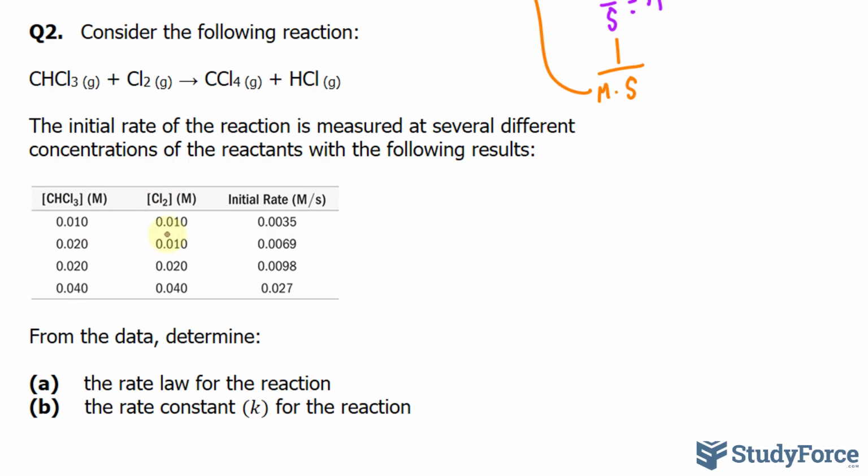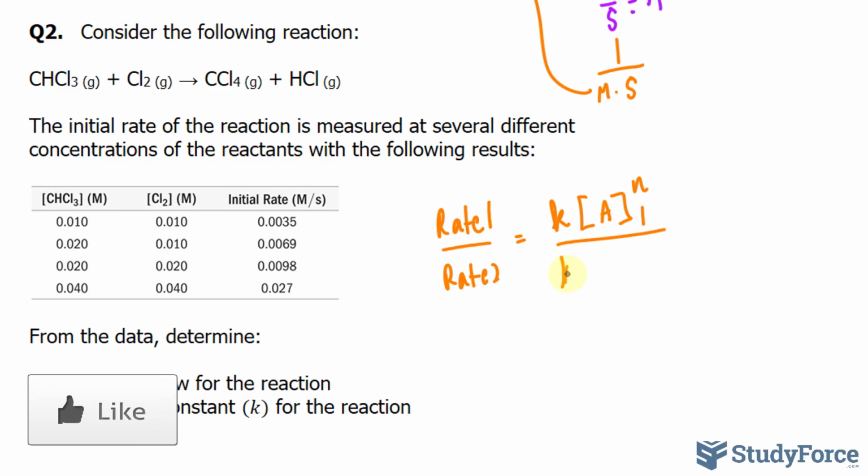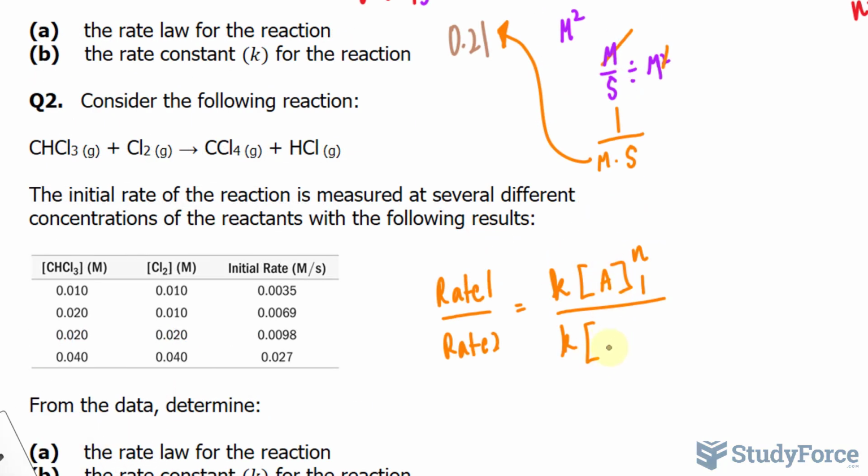Let's start with CHCl3, known as chloroform. We'll be using the exact same formula as before, where we have rate 1 over rate 2 is equal to a constant K times the concentration of the reactant, and we'll call that first reactant A raised to the power of n, subscript 1, over the constant K times the concentration again of A, but of course at a different reading, raised to the power of n, subscript 2.